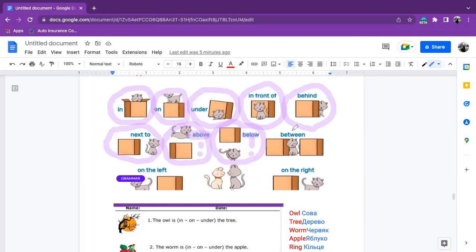Between. The cat is between the boxes. On the left. On the left. And on the right. On the left and the right. Together. Together. Together.